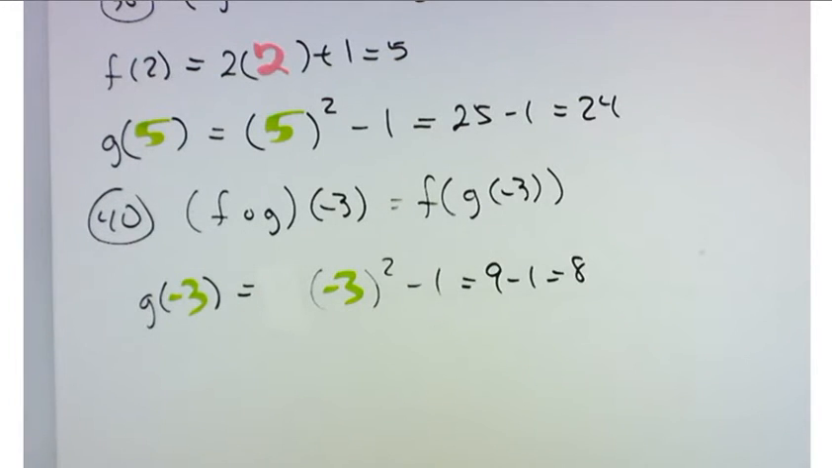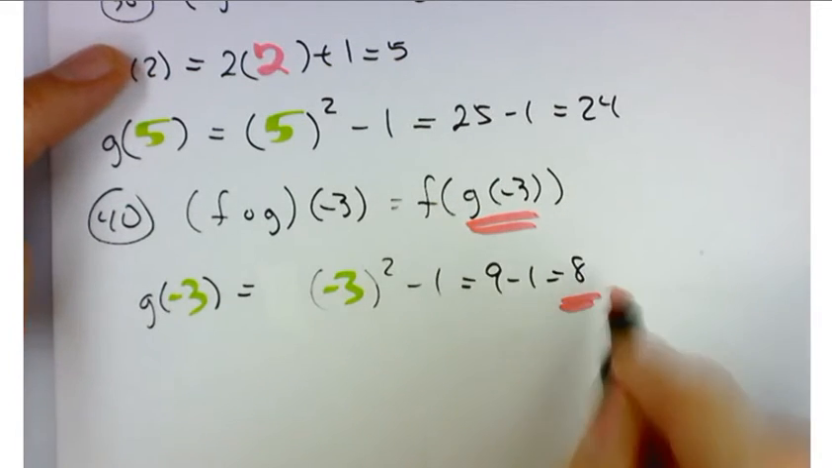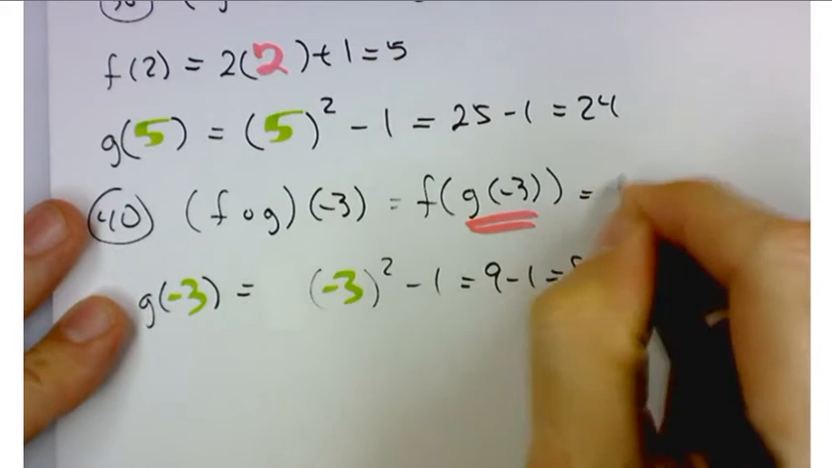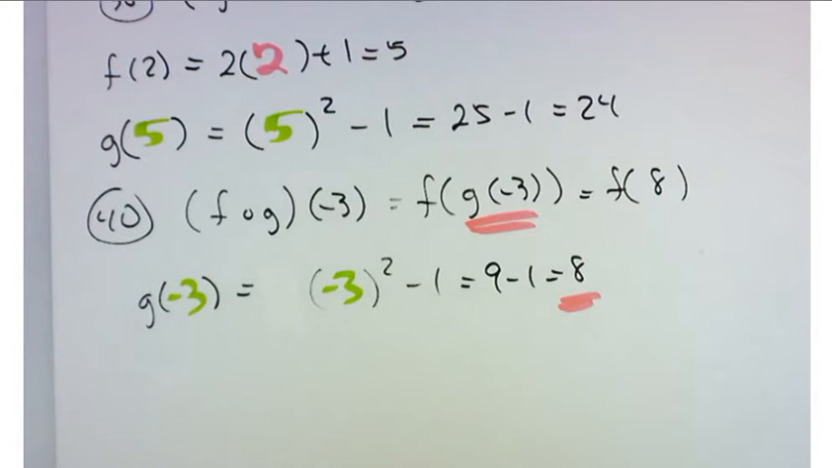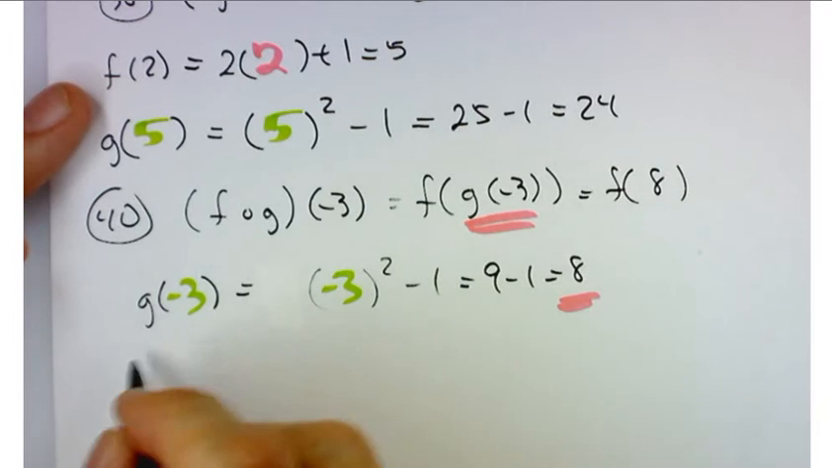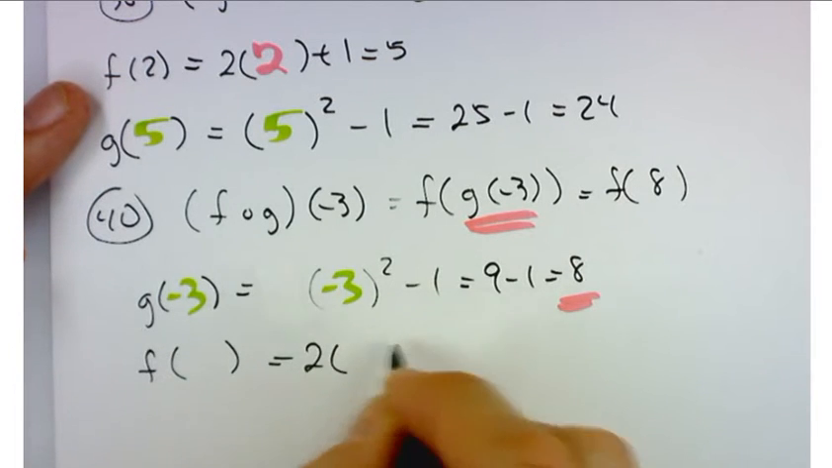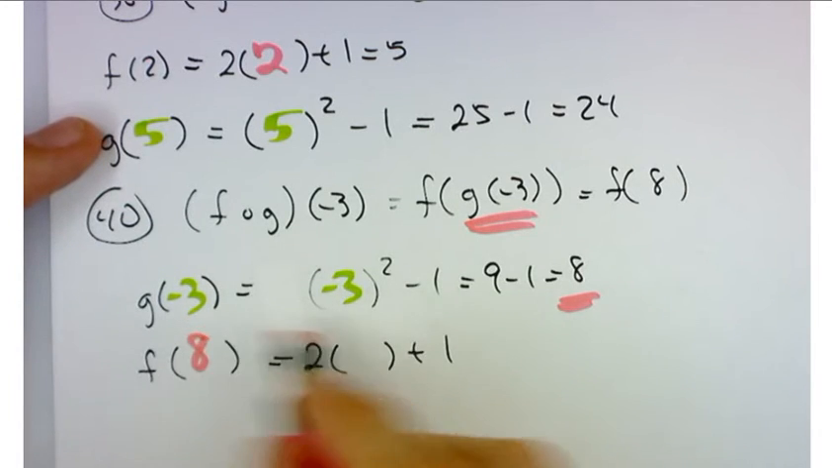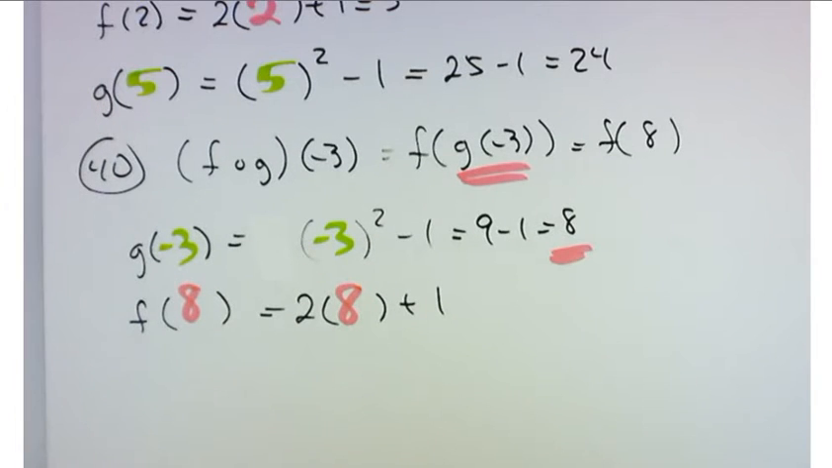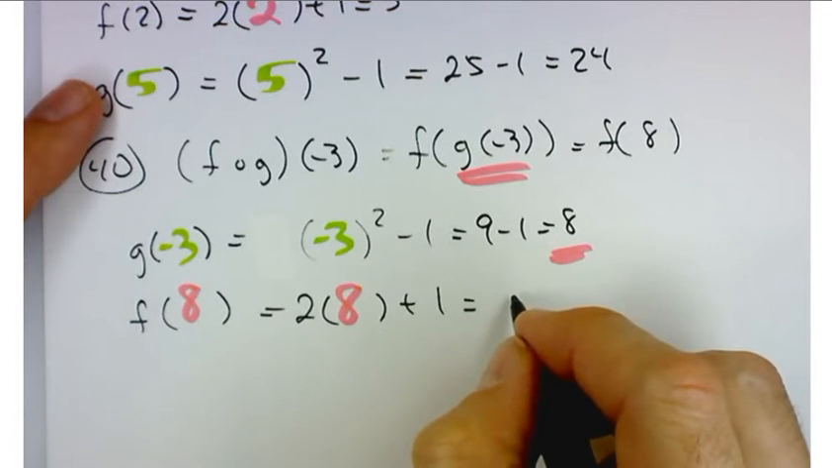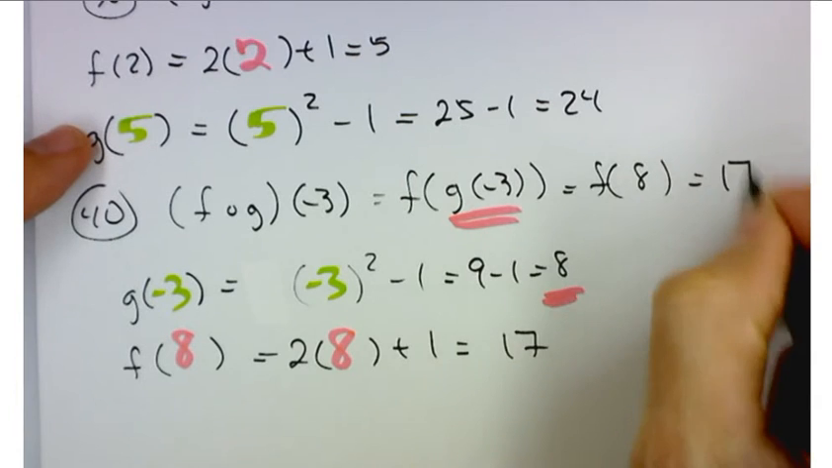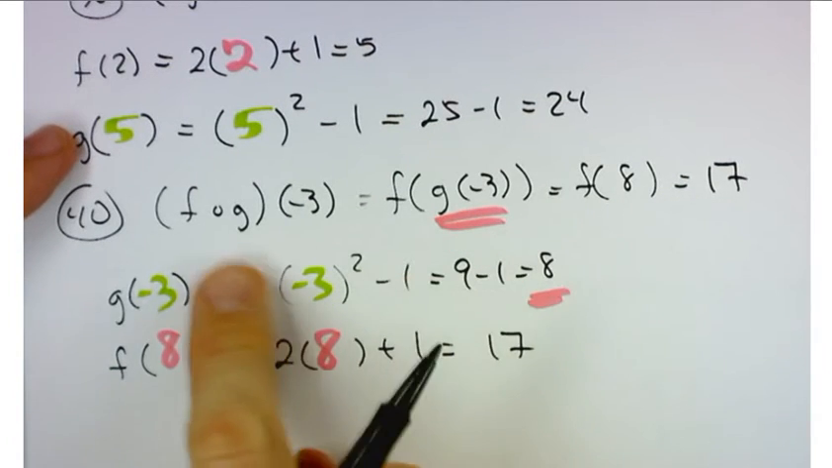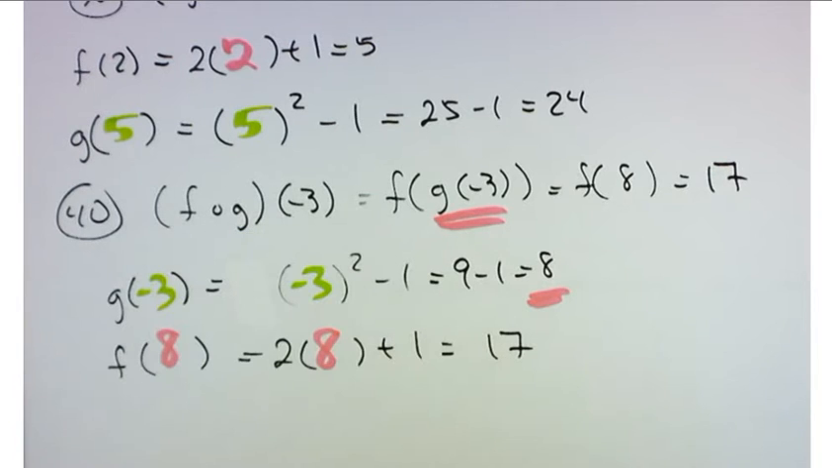Great. So I can replace this with this. This becomes f of 8. Now you want to go to the rule for f. The rule for f says take 2 times x plus 1. So when I put in an 8 here, I'll put in an 8 here. What's f of 8? 17. And that's my final answer here. F of g of negative 3 is 17. So here's your final answer.